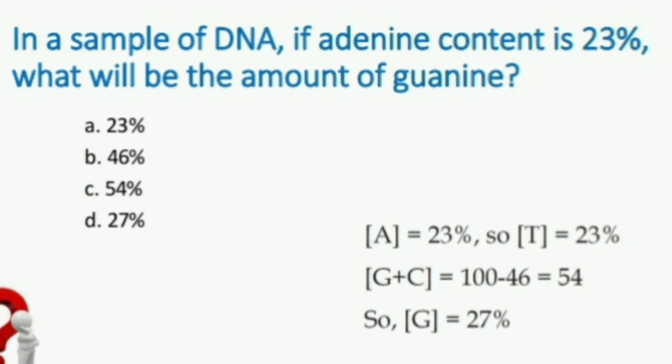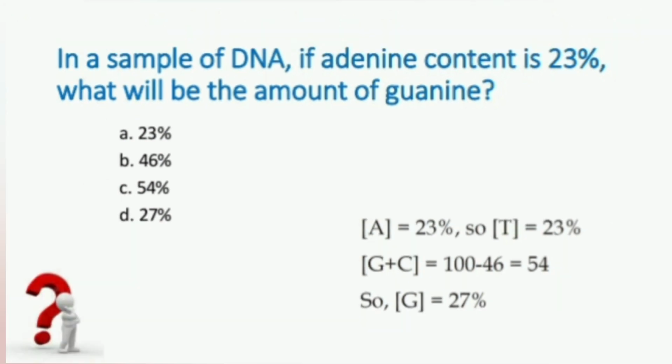So the left amount is guanine plus cytosine, that is 54. So you again divide it by 2. 54 divided by 2 is 27. So the amount of guanine is 27%. So in this way you can solve this type of questions. When any one purine or pyrimidine value is given, you can find out the others.